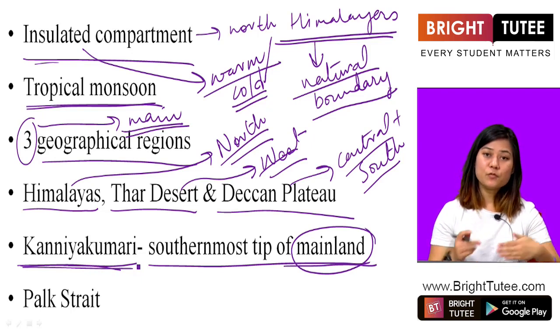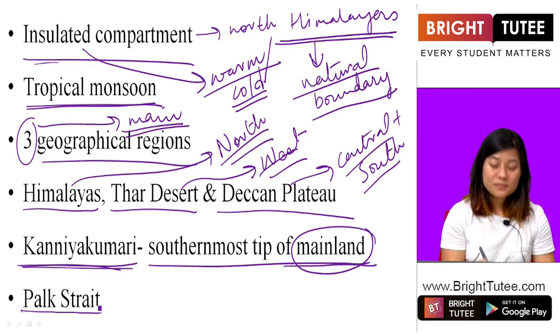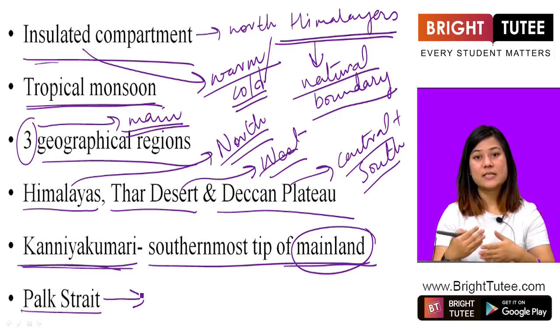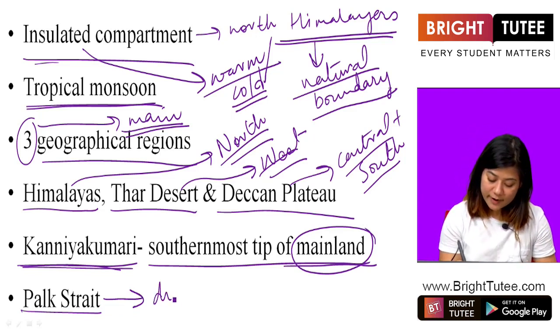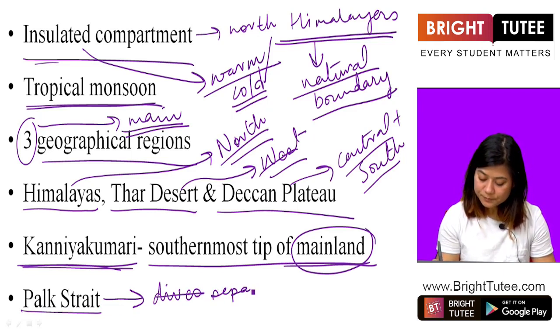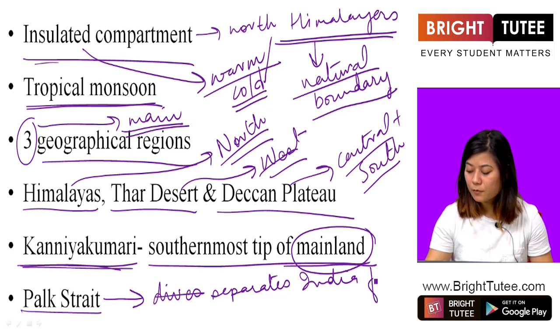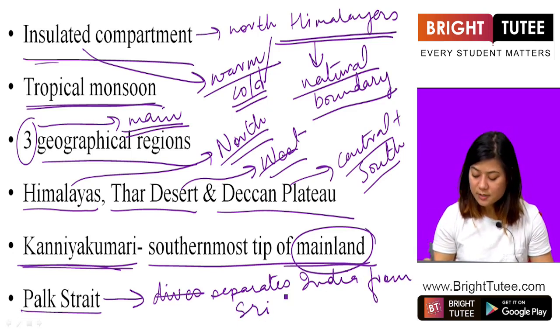Now, if you go further down south of Kanyakumari, then there is something called Palk Strait. Palk Strait is just like a small passage which separates India from its neighboring country, Sri Lanka.